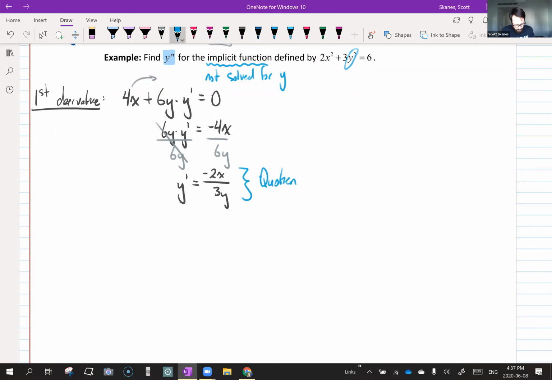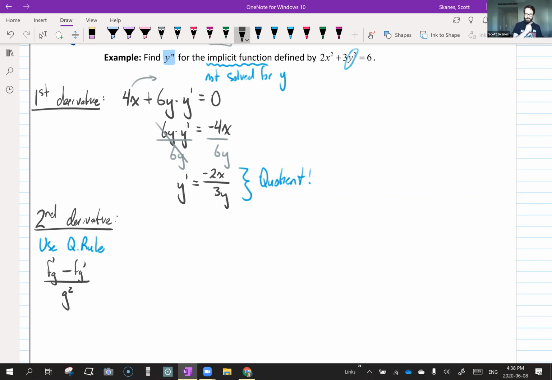So in order to get the second derivative, we need to use the quotient rule, which most of you, I hope, have memorized by now. We've used it enough times, but I'll write it out here anyway. It's low d high minus high d low, over low squared. That's our rule. We've used it many times. Okay, let's use the quotient rule to get the second derivative.